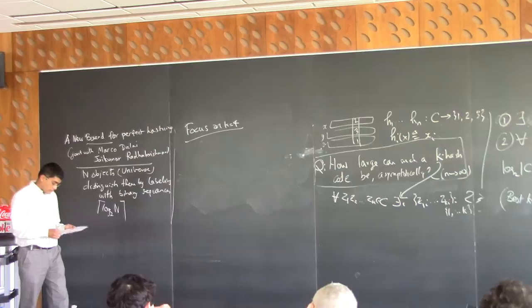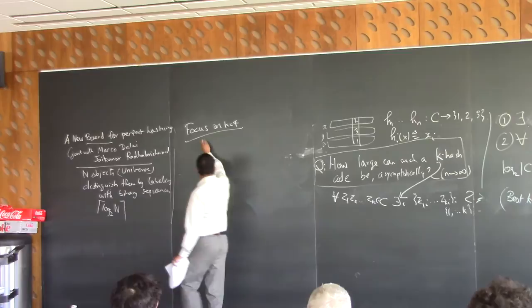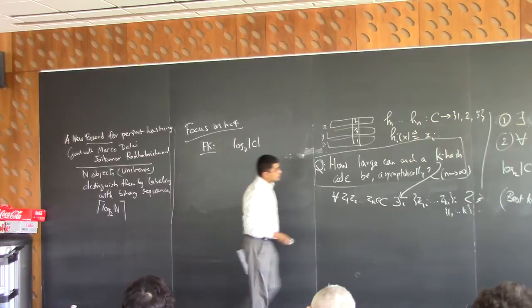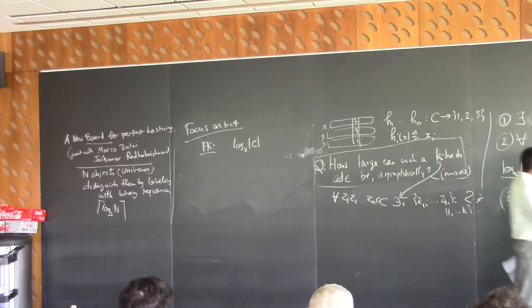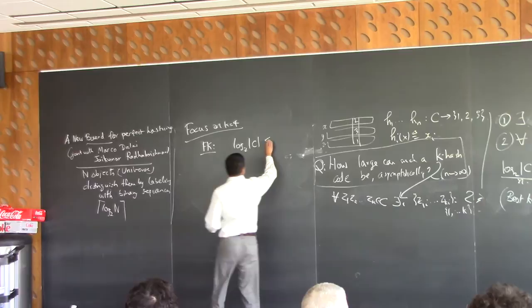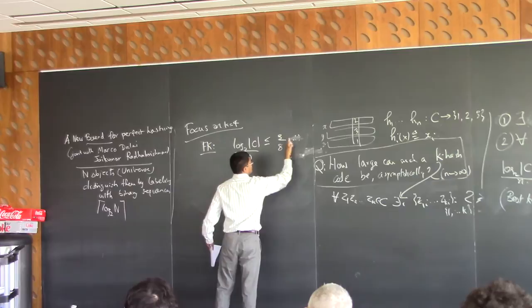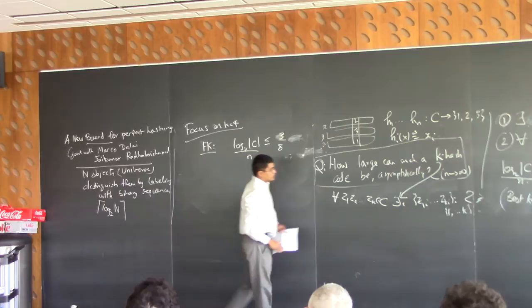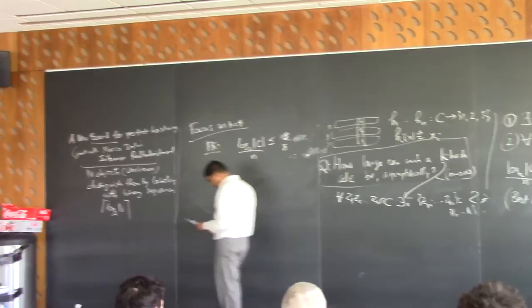In this case, the Fredman-Komlós bound will say that what I'm interested in is log of C, divided by n, so the rate, is at most about 3/8, plus some little o of one. I'll ignore that, but usually these things will have a little o of one. Why 3/8? Because you just put k as 4 there, you get 24 over 64, which is 3/8. And I'll try to hint at where you get this 3/8 as well.